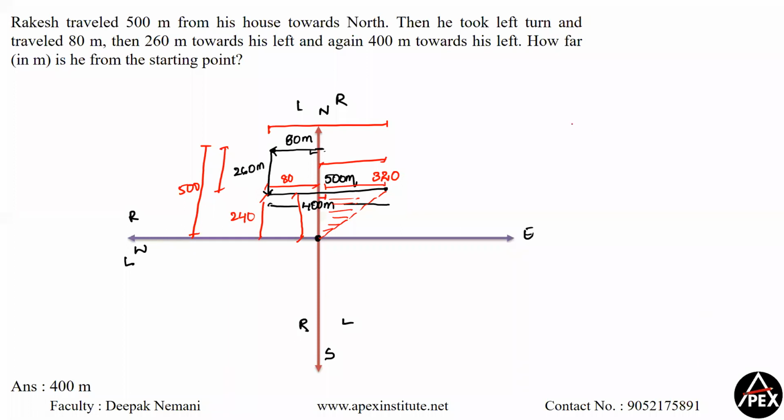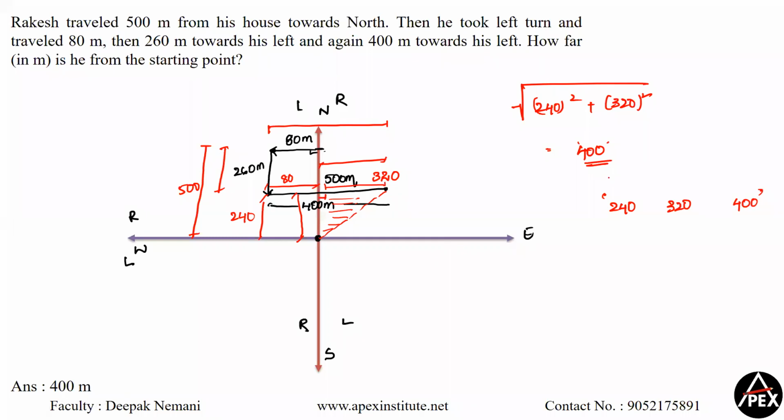Apply Pythagoras theorem. So under root 240 square plus 320 square, this will be 400 for sure. Or if you observe, 240 and 320 are the perpendicular sides of a right angle triangle. So I can say that the third side will be 400. How? By using what?